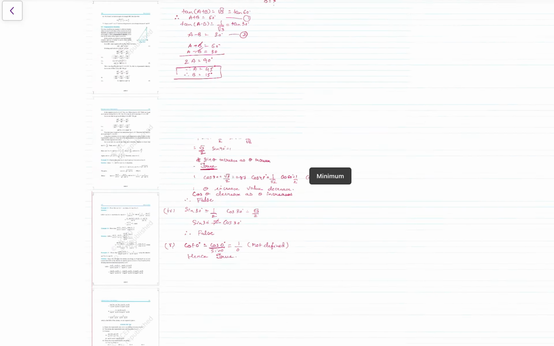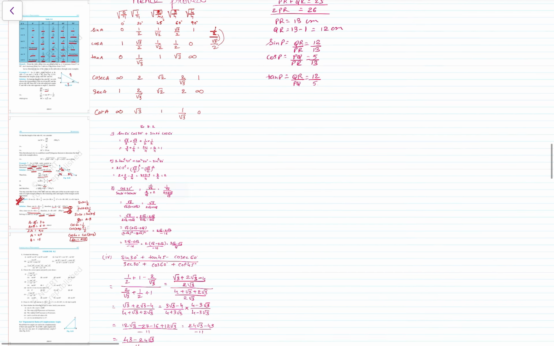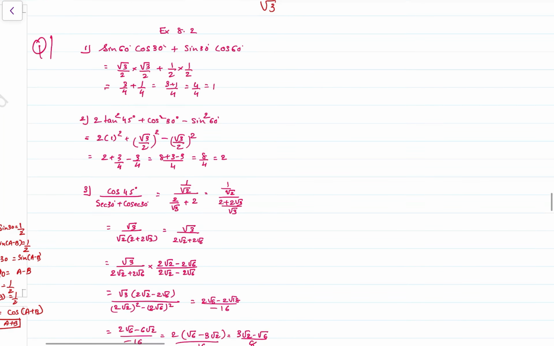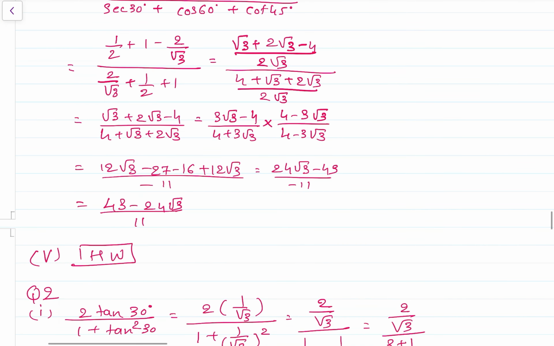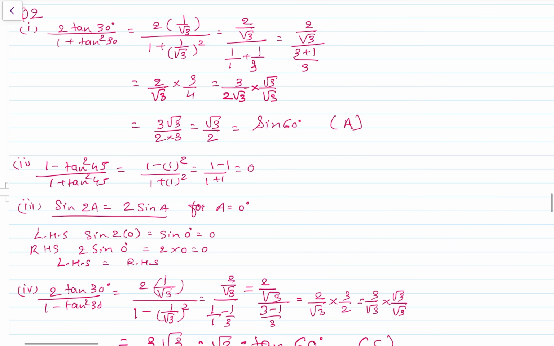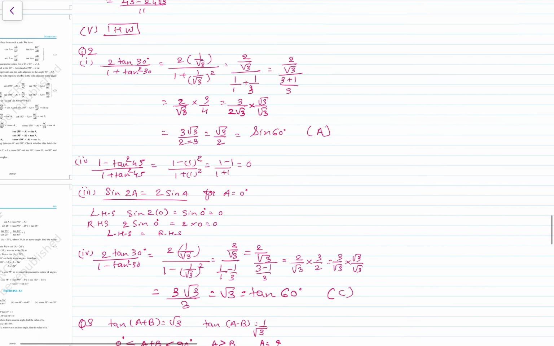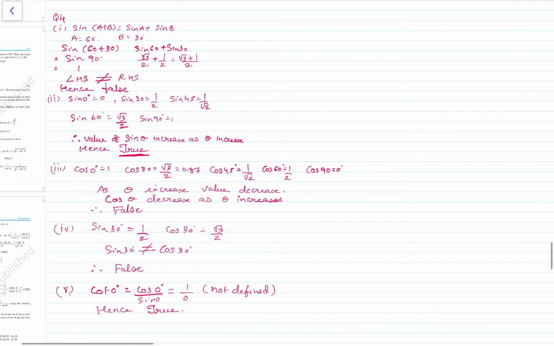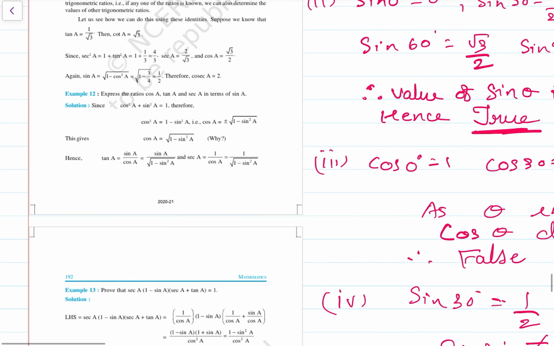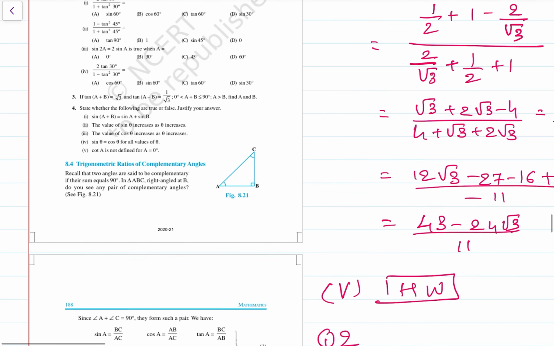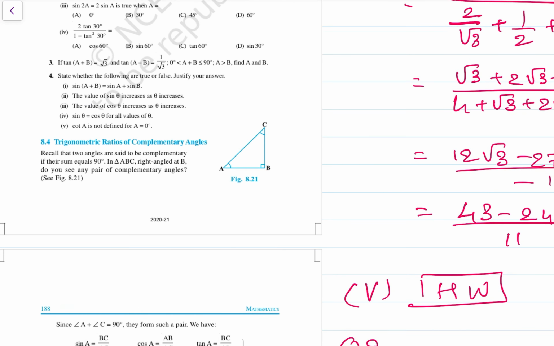With this, we have completed this exercise. We completed example 1, sub-questions 1, 2, 3, 4, and the fifth one is your homework. Then example 2, we have 1, 2, 3 and 4 sums. Then example 3 and example 4 are true or false as we have solved. Next, we will be understanding about the trigonometric ratios and complementary angles. Thank you for now.